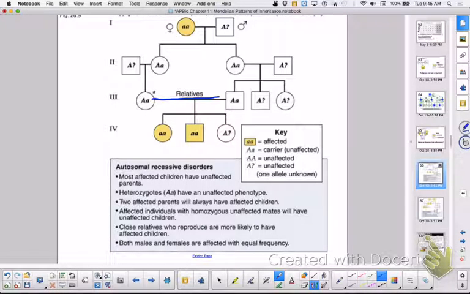Where did we see that historically? Royalty. Because royals married other royals, so there was inbreeding and there was a spread of what disease? Hemophilia. Right? Okay, so on your autosomal recessive disorders, most affected children have unaffected parents. Number 2, heterozygotes have an unaffected phenotype.